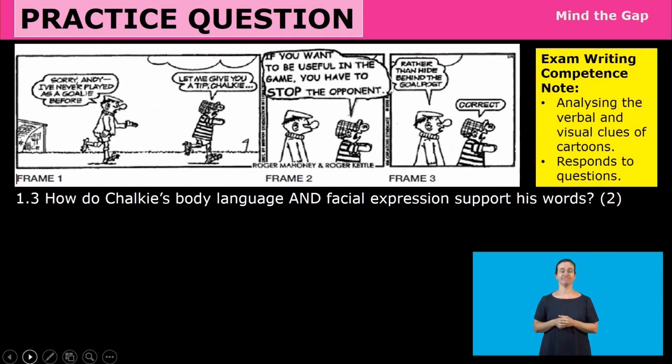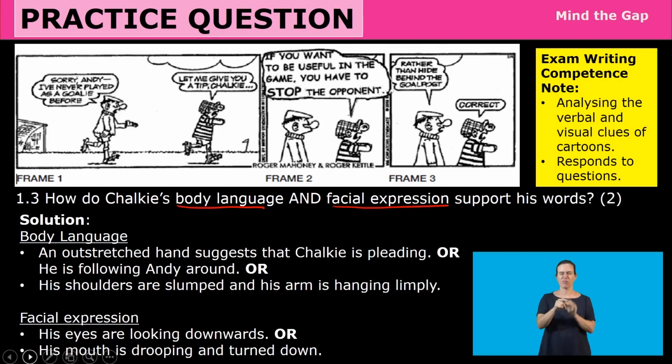All right. In frame 1.3. Question 1.3, how do Chalky's body language and facial expression, so now we're looking at two aspects, the body language as well as facial expression. Now remember, our exam competence is verbal cues as well as visual cues. So in this case, we're looking at the visual clues. So let's see our response and what it identifies.